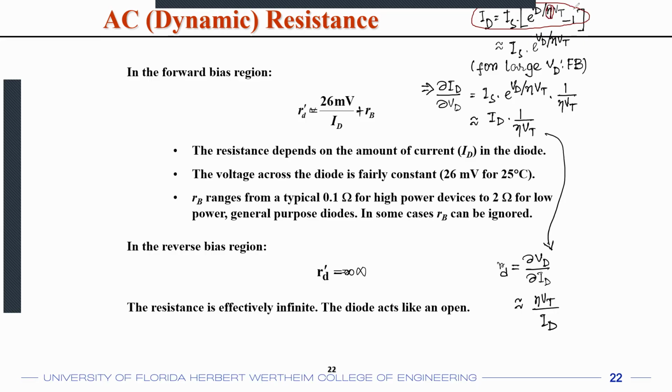But if you consider that non-ideality factor to be equal to 1, then your average AC resistance, or dynamic AC resistance, is 26 millivolt divided by ID.